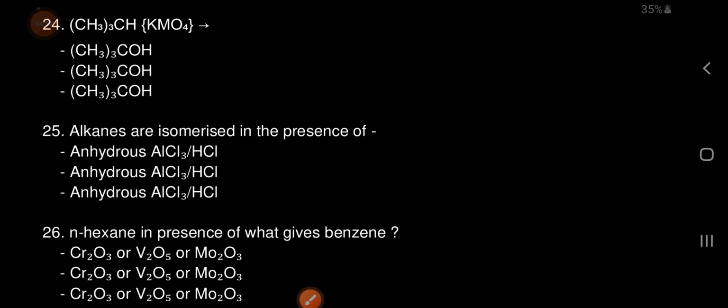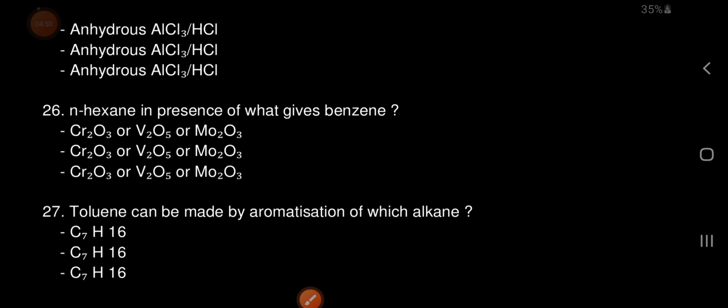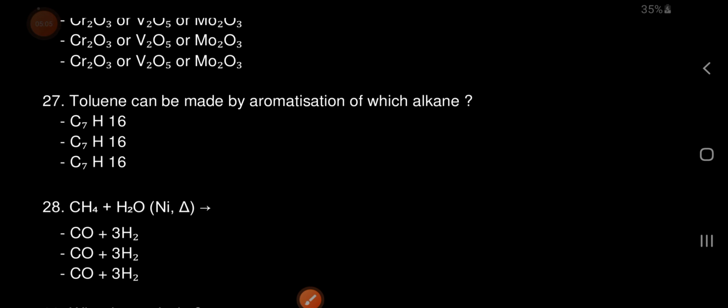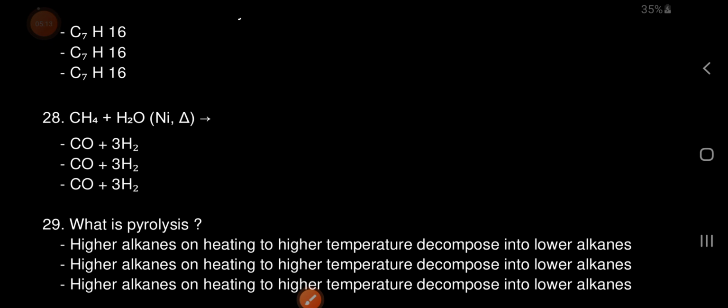Alkanes are isomerized in the presence of anhydrous AlCl3 with HCl. n-Hexane in presence of what gives benzene? Cr2O3, V2O5 or Mo2O3. Toluene can be made by aromatization of which alkane? C7H16. CH4 plus H2O in the presence of nickel with heat gives CO plus 3H2.